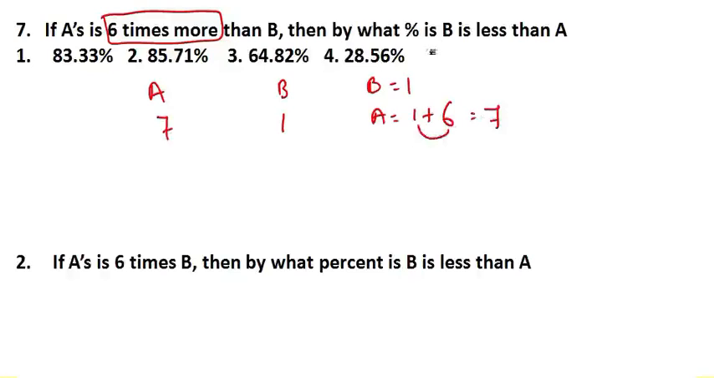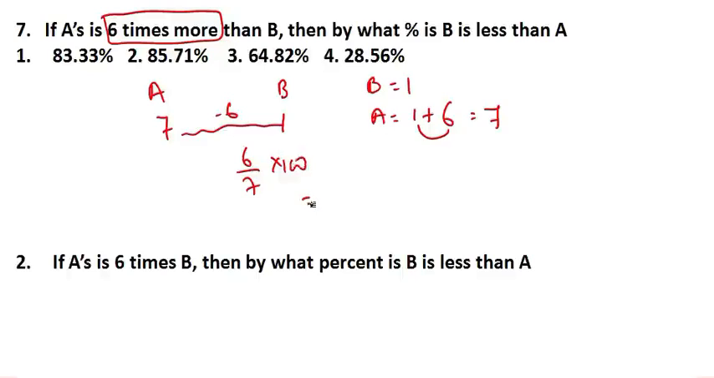So it is saying that B is less than A by what percent? You can clearly see it is less by 6 on what? On 7. So what will be the percent? Tell me.